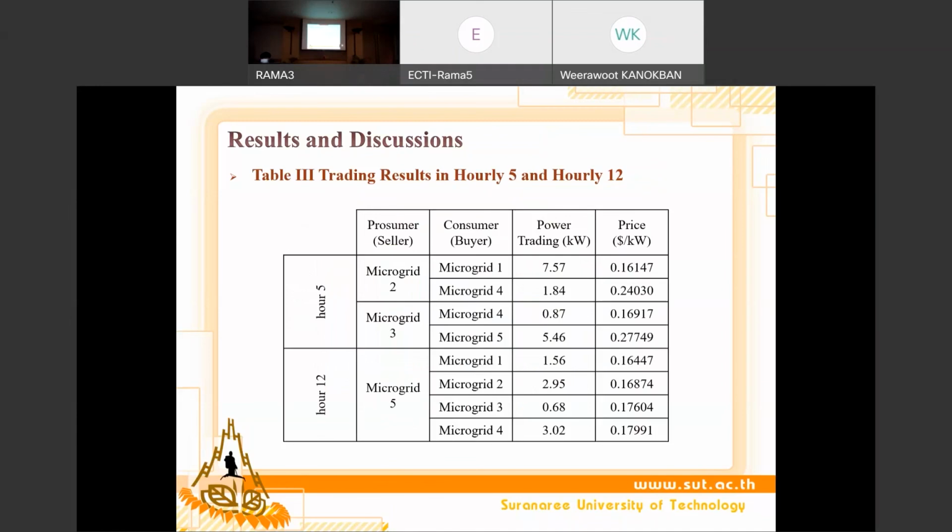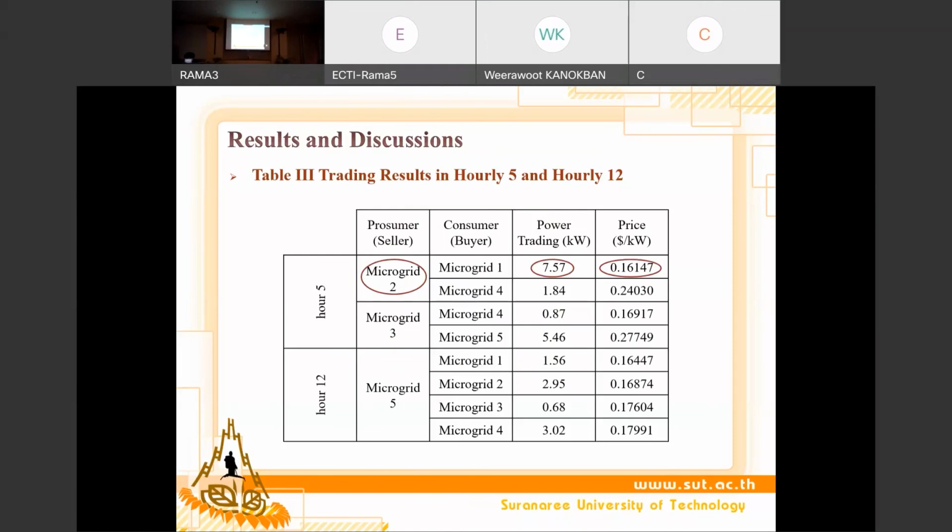Table 3 shows the trading result in RE5 and RE12. From the trading result, the final price agreed upon by both parties is represented in table 3. For example, microgrid 2, as a prosumer, sells 7.57 kilowatts of power at $0.16147 per kilowatt. So microgrid 1 and microgrid 2 will receive a total selling price of $1.2223.